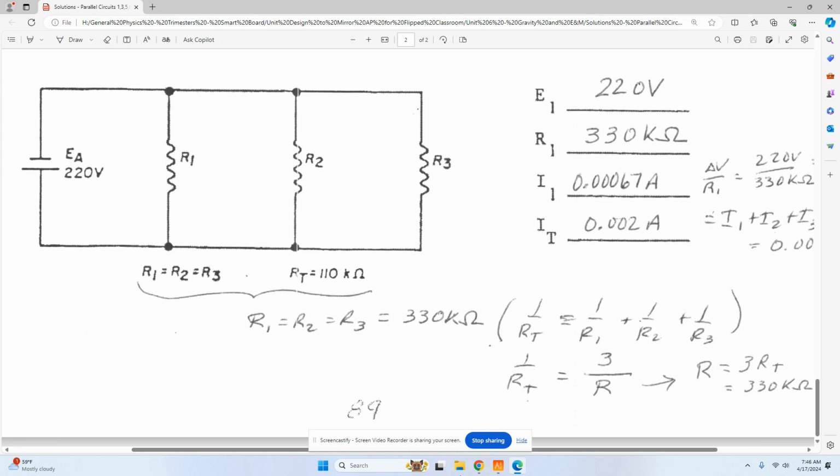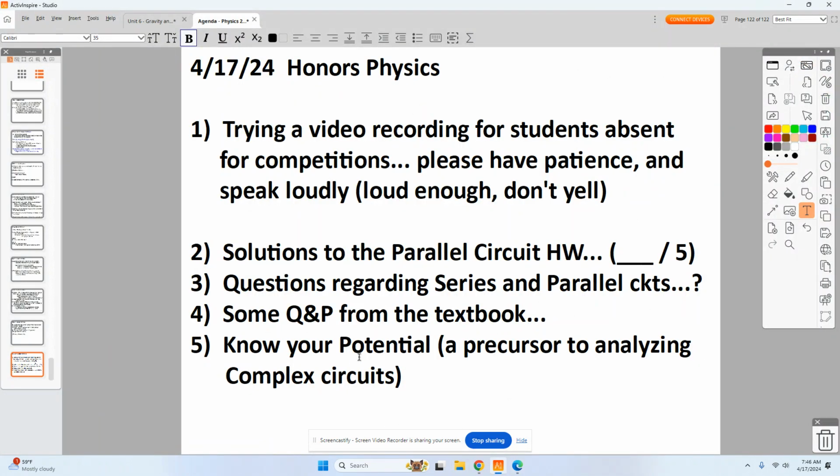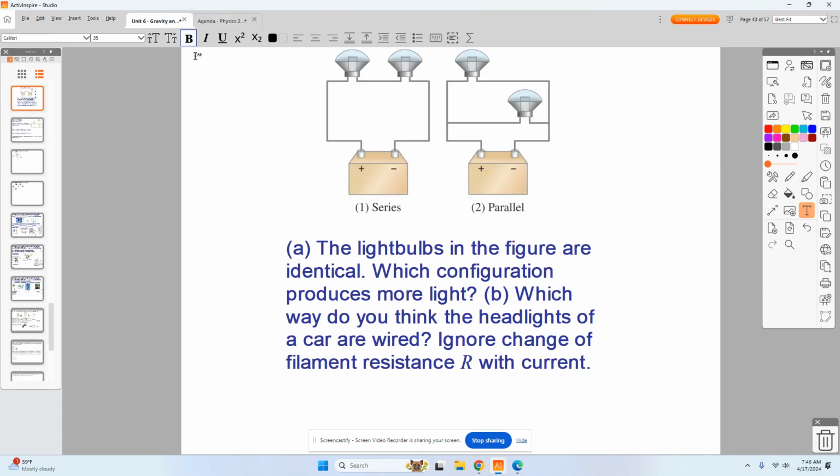All right, so here's what I want to do today. Before we move into understanding complex circuits, which is our next major topic, I want to take a moment and just try this question here. Right. So this is a question. This is in your packet, but it's mostly a discussion here.